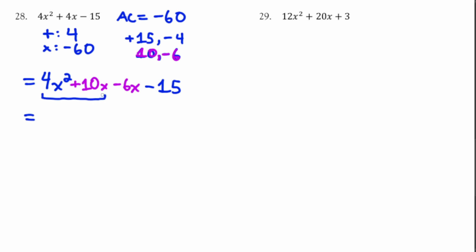The greatest common factor of the first set of terms is, well, they both have a 2. Do they both have a 4? No. So 2. And they both have x. So the greatest common factor is 2x. When I factor out 2x, I'm left with 2x plus 5.